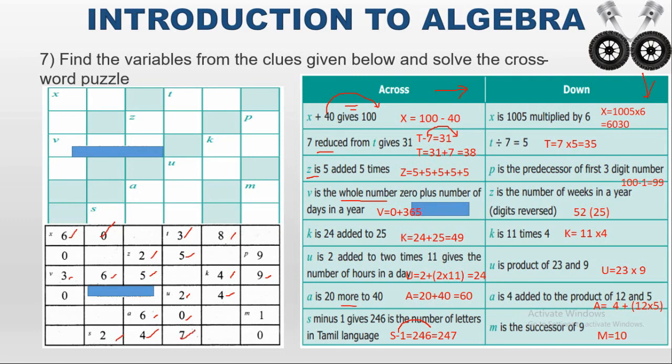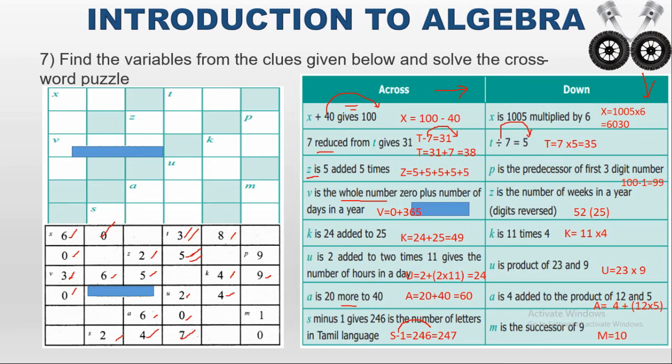So next we will write the down values. X is 1005 multiplied by 6. So that is X equals 1005 into 6, that is 6030. So for it we have to write from up to down. So 6030 can be written here. Then T divided by 7 equals 5. In LHS it is in division. When it comes to the RHS it is in multiplication. So T equals 7 into 5, that is 35. So here you have to write 35.